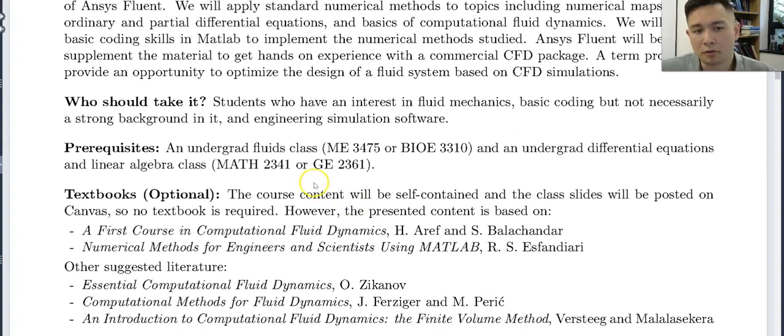Prerequisites for the course. So, an undergraduate fluid mechanics class, so that would be ME 3475, or if you're in our bioengineering group, the 3310 class would be sufficient. You're also going to need a reasonable background in differential equations and linear algebra, and so that would be Math 2341 or our General Engineering 2361 class. Now, we are going to ask you to be able to recall a lot of that information. We'll do a little bit of reminder throughout, but just be on notice that this is something where we're expecting you to have some ability to solve differential equations on your own.